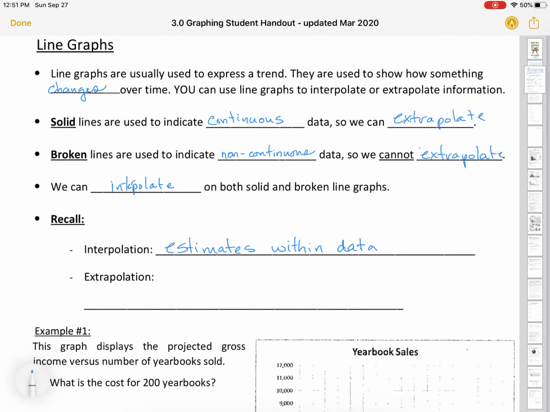Okay, interpolation is estimates within data, so it's between points. And extrapolation is estimates beyond data. So it's outside the data.